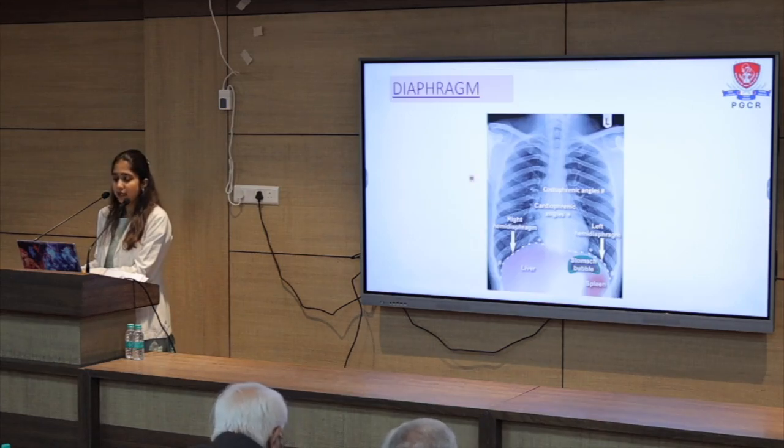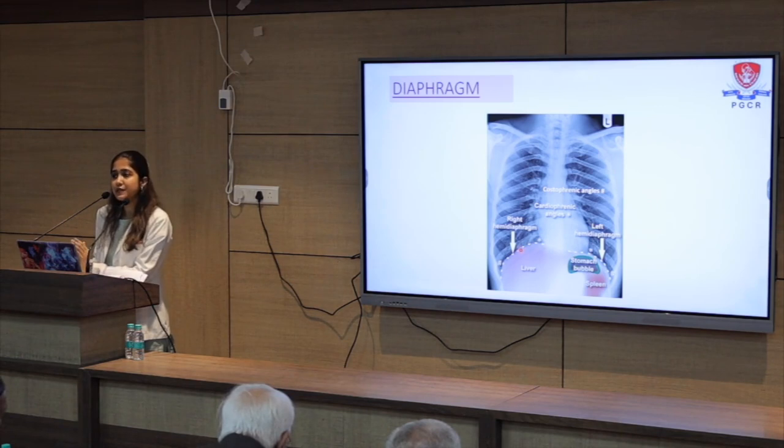Now we have to look for the diaphragm. This is the right hemidiaphragm, this is the left hemidiaphragm. We have to look at the contour of the bilateral diaphragm, whether the contour is smooth or not. The right hemidiaphragm is slightly higher than the left hemidiaphragm, which is because of the liver pushing the right hemidiaphragm superiorly, whereas the heart is resting on the left hemidiaphragm, depressing it. So normally the right hemidiaphragm is slightly superiorly placed as compared to the left hemidiaphragm.